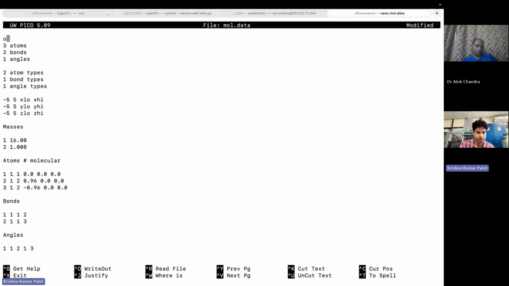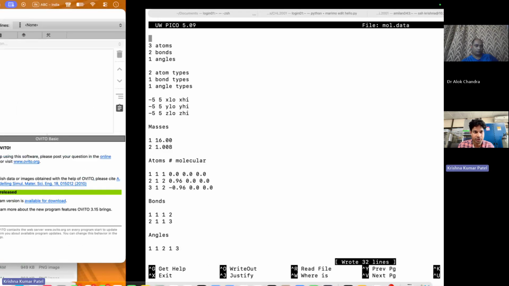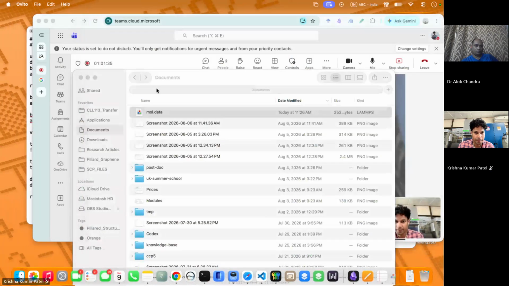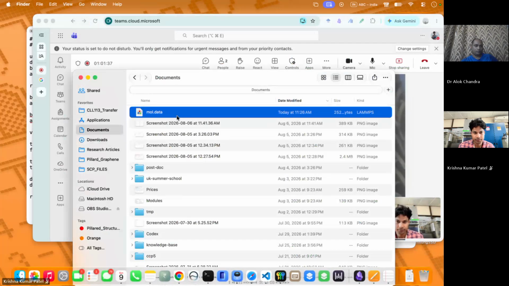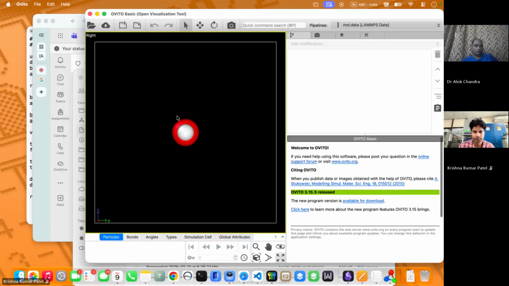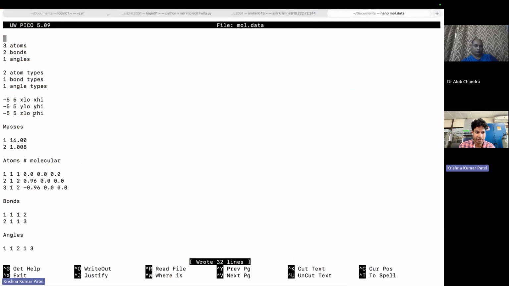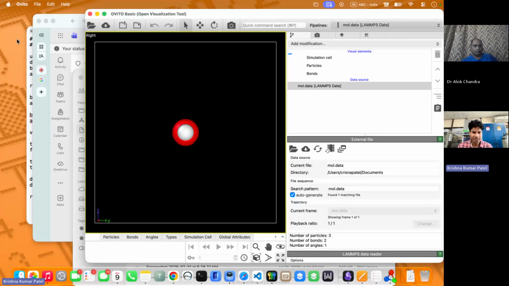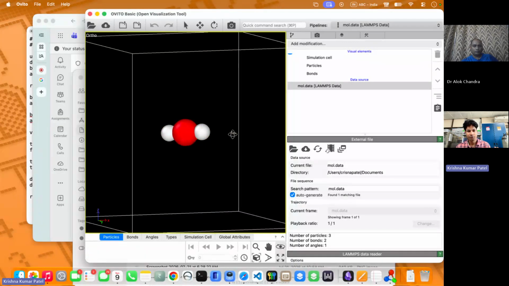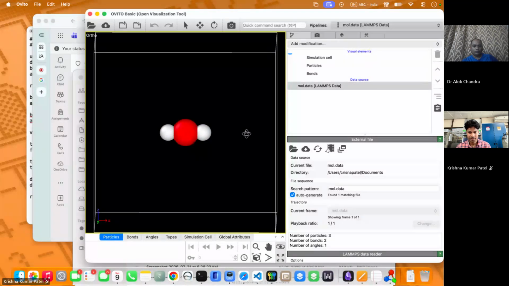Oh, there should be one. Now it should work, hopefully. Yep. See the difference? Earlier in my data file, I did not have one free, empty line at the top. Okay, now I have one empty line. That is the only difference that was there. And because of that, OVITO could not read it, right?